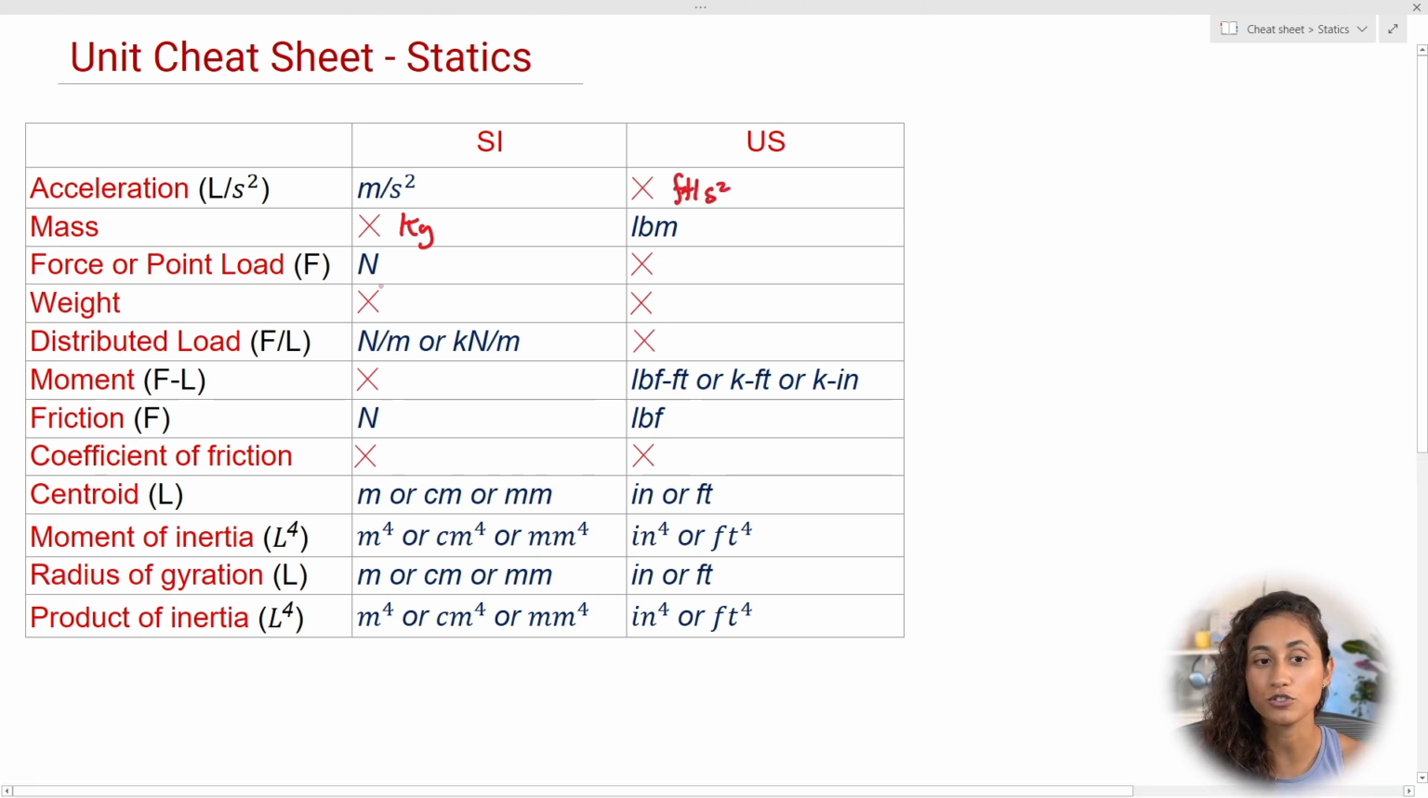Now let's go over the units for force or point load. If we're dealing with SI units, that would be Newton. And if we're dealing with US units, that would be pound force.